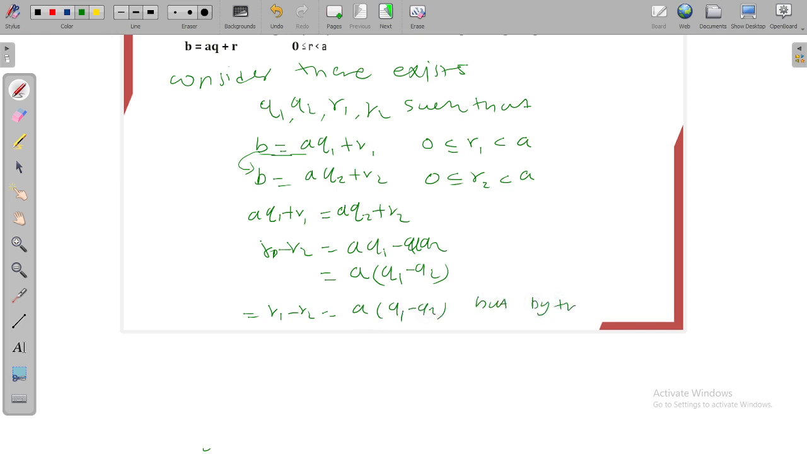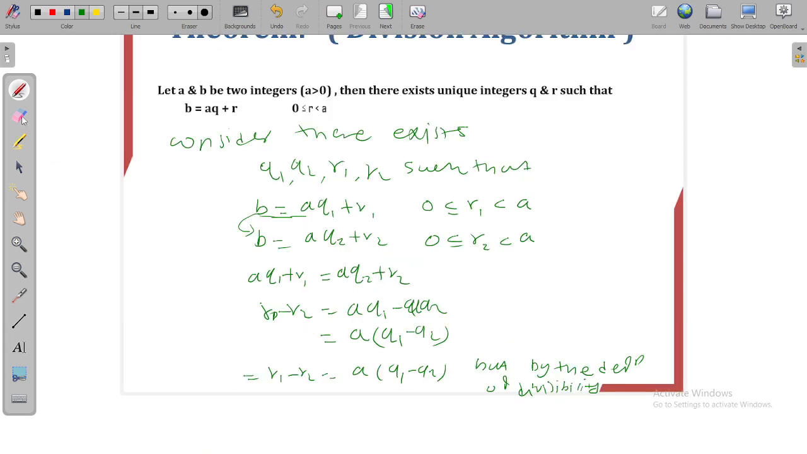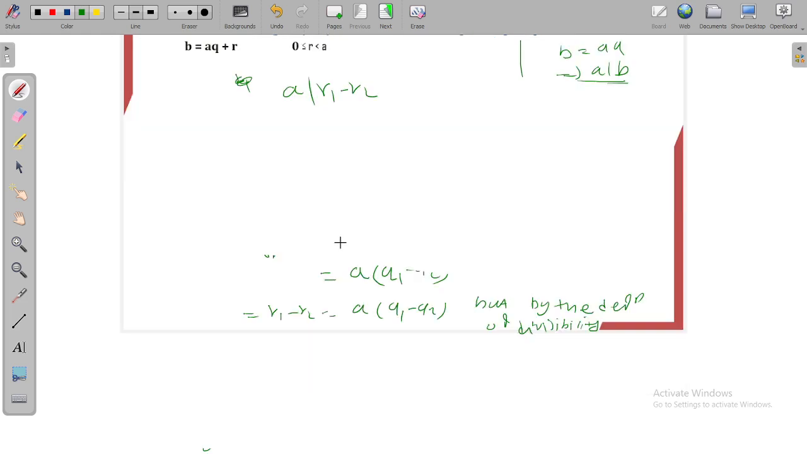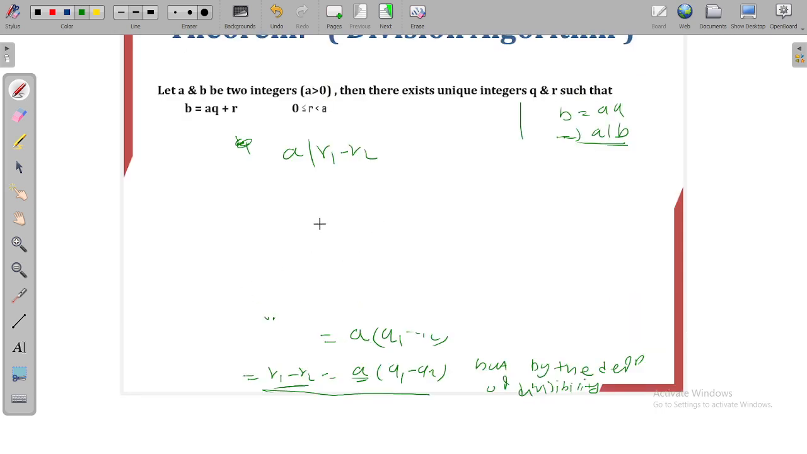But by the definition of divisibility, we get a divides r1 minus r2, because in the divisibility, if b equal to a into c, then this implies that a divides b. This is the definition of divisibility. We use the definition of divisibility here, then we get a divides r1 minus r2.